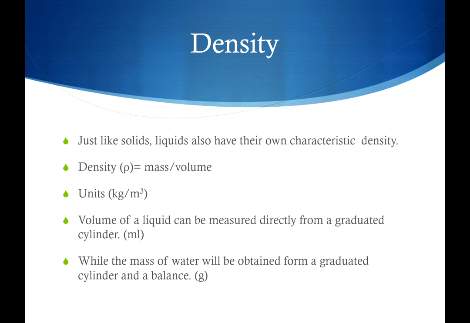Just like solids, liquids also have their own characteristic density. The density will be equal to the mass divided by the volume, with units of kilograms per cubic meter. The volume of a liquid can be measured directly from a graduated cylinder. That means that in the graduated cylinder we will put our sample, which in this case is either water or kerosene, while the mass will be obtained from the graduated cylinder and the balance.